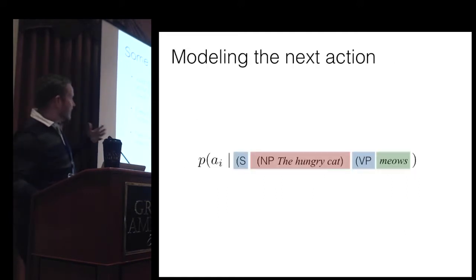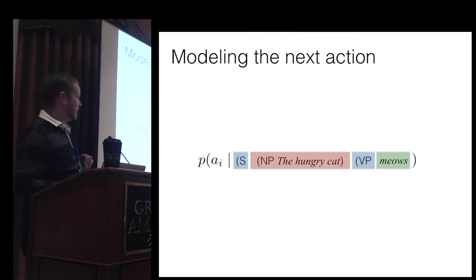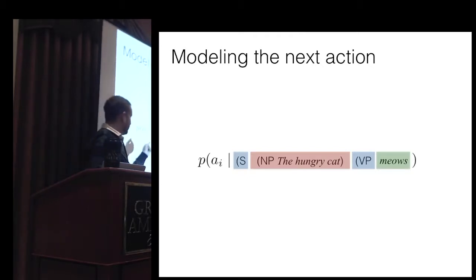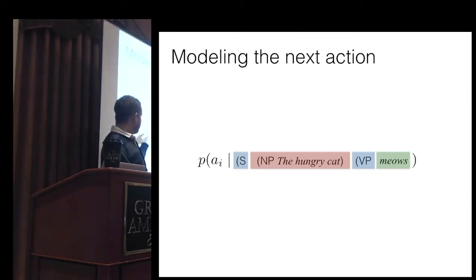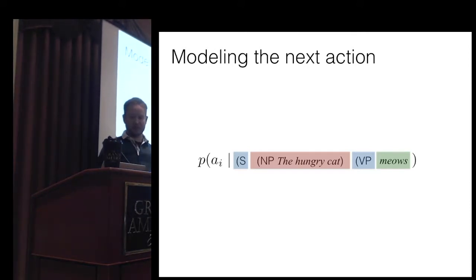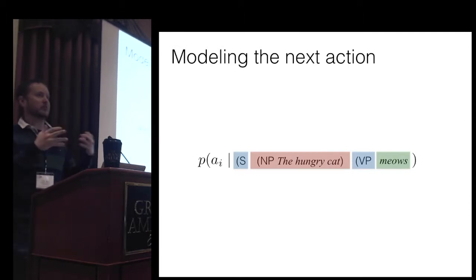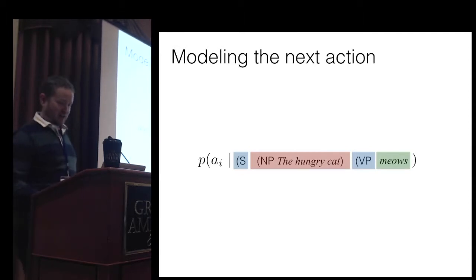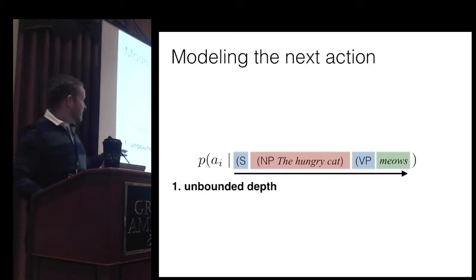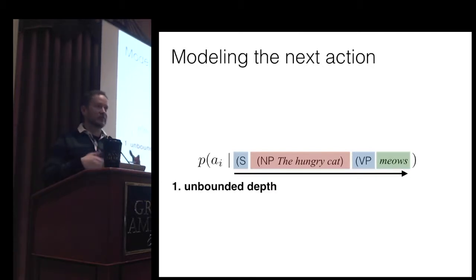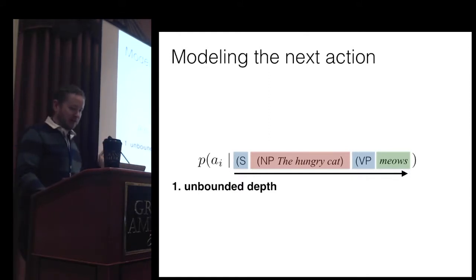So basically, our task as a modeler is to model the following conditional distributions. Given some stack configuration that looks like this, define a distribution over the possible structure building actions, which will be these non-terminal, generate, or reduce actions. So what are the challenges we face here? First, we've got unbounded depth, so sentences can be as long as they want. We'd better be able to deal with very long things.